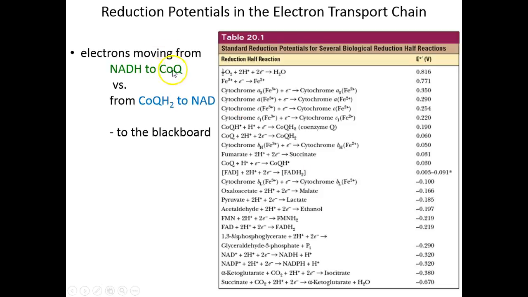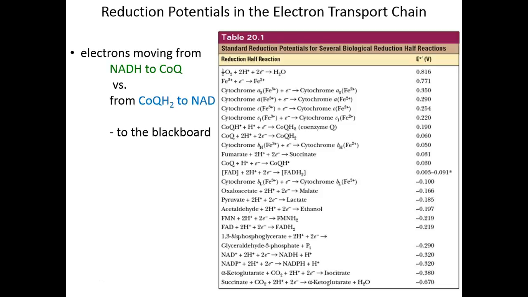If it's CoQ that is receiving the electrons, it's CoQ that's being reduced. That reduction is shown here. It is 0.06. And I'm going to leave that sign alone because in my example, it's CoQ that's being reduced, and these are reduction values. Combining those together, I get a value of positive 0.38, and that is my delta E.